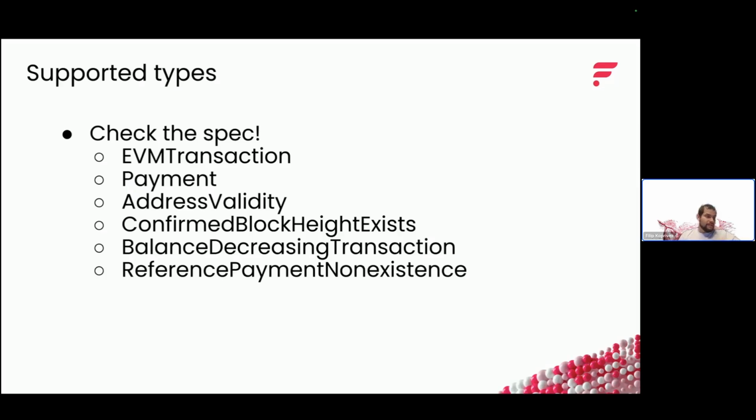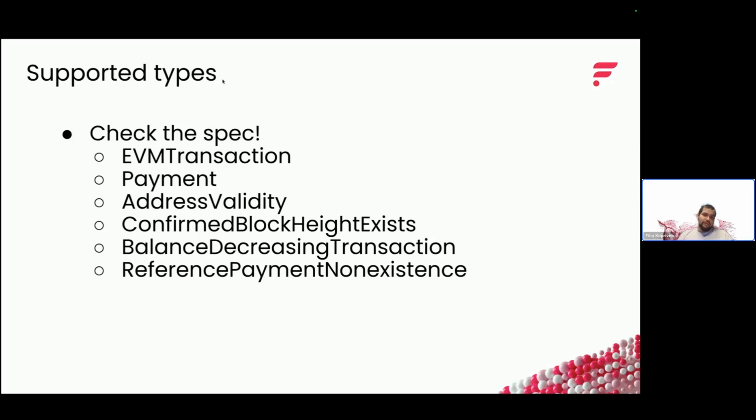So whenever a balance has decreased, FDC is able to prove this. You request this proof, and you can prove that something is doing something funky. You don't really have to fully know which type of transactions you have to watch out for. This is done by the FDC, by the protocol. And then there's the reference payment non-existence, which allows you to prove that something hasn't happened.